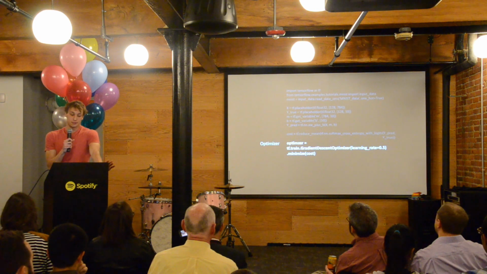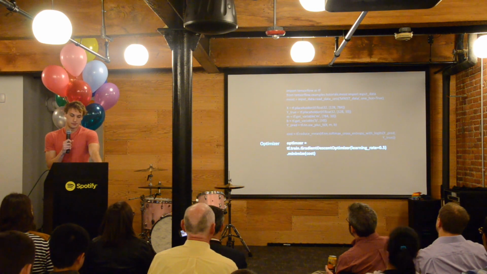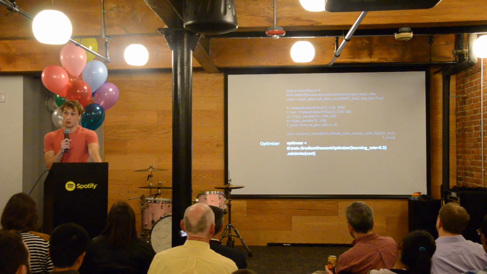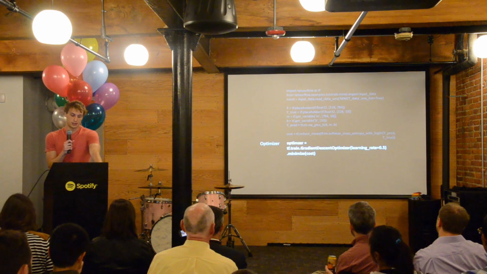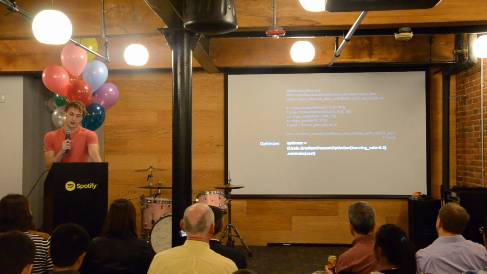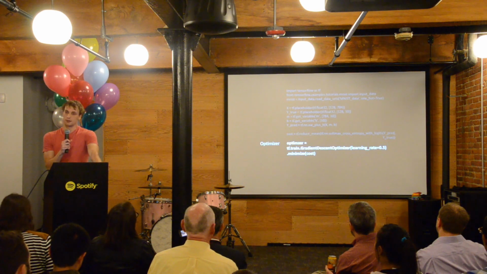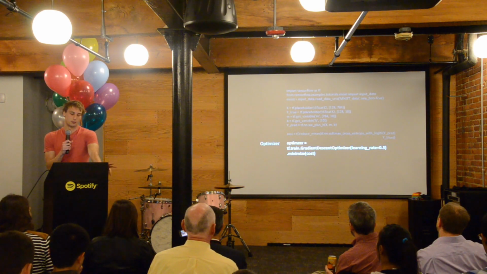Now we have our next easy piece, which is our optimizer. The optimizer code looks almost identical to how it was before. Essentially, we define our gradient descent optimizer, we set the learning rate, and we say, go ahead and minimize our cost, make our model as accurate.